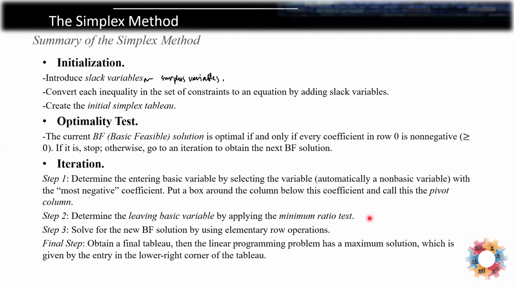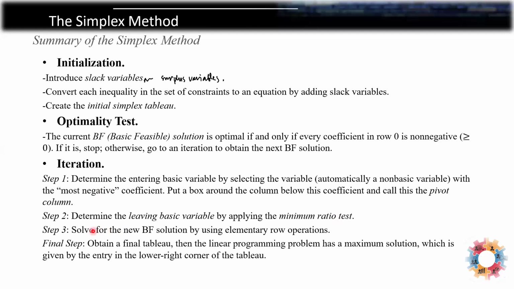We will illustrate how to do the minimum ratio test to determine the leaving basic variable. And then step number 3, you solve for the new BF solution by using elementary row operations. This is the idea we use in solving systems of equations in linear algebra.